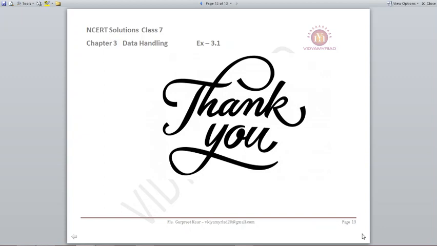So children, with this we finish exercise 3.1. Please remember what is range and how we find the mean. Look at the data, look at the numbers very carefully. Just do your calculations on your rough side and recheck them, because it requires a little concentration while doing it, as there will be huge numbers. Please do it well, do lots of practice, and in the next I am going to teach you exercise 3.2.